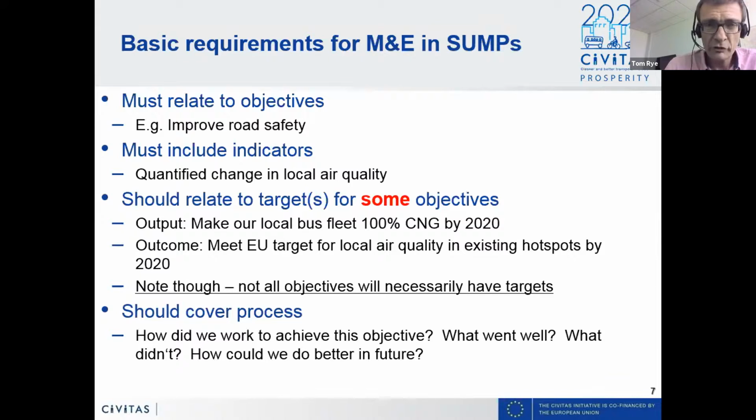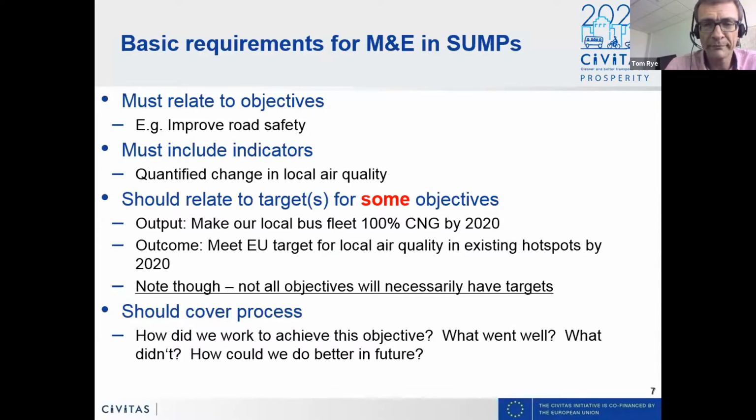And ideally, monitoring and evaluation should cover process, although I have to say that's done less than maybe it should be. So the process is really taking a step back after a year or after 2 years and saying, well, how did we do? How well did we work? What went well? What didn't go well? What could we do better in future? It's about the planning and implementation process more than what was actually achieved. Although it relates to what was achieved. Clearly, if you have a process that doesn't work, you're unlikely to achieve much.